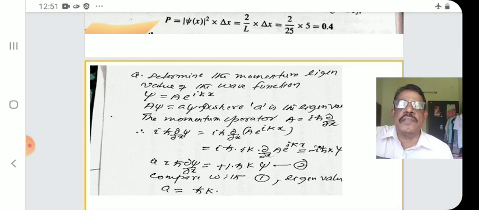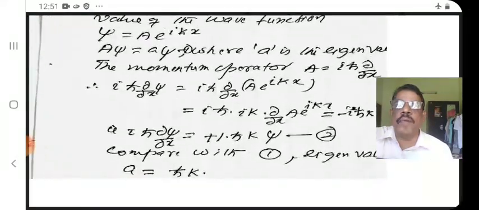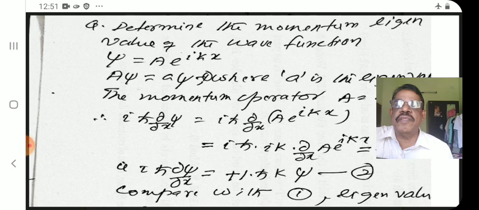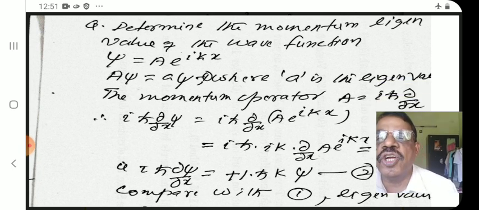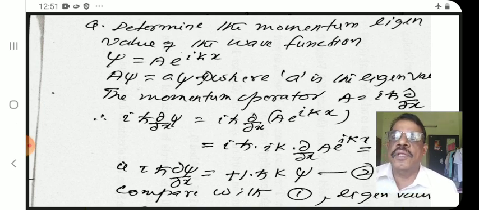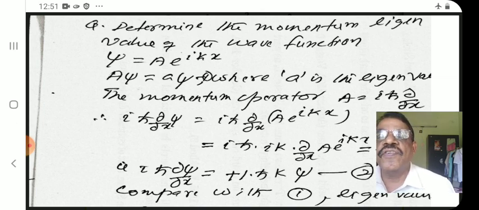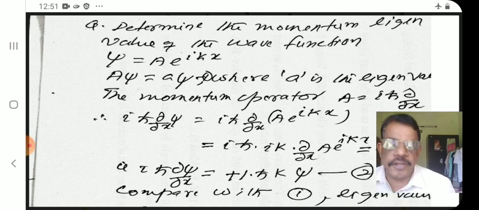Now we consider an eigenvalue problem, a similar problem to what we study when we study the eigenvalue equations in detail. Determine the momentum eigenvalue of the wave function psi is equal to a e raised to ikx. This function we have seen for the free particle. It is the free particle wave function.